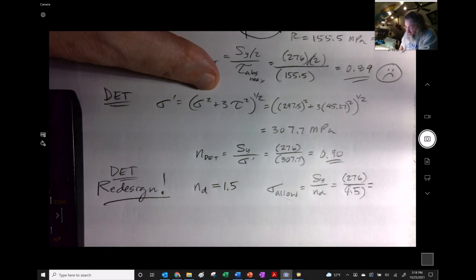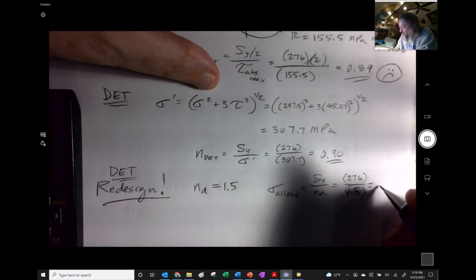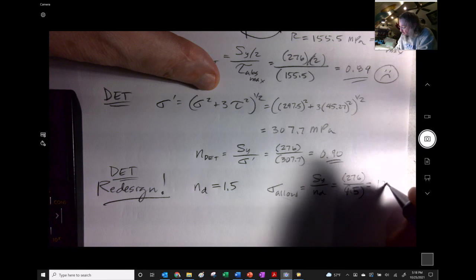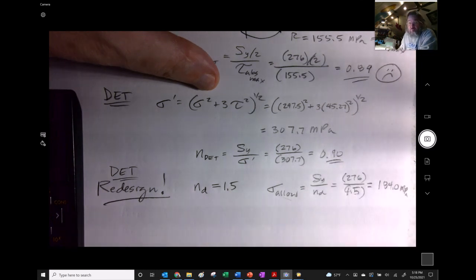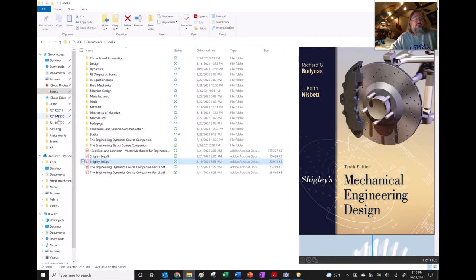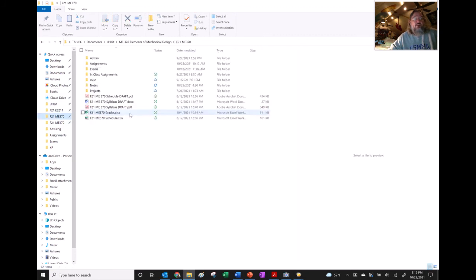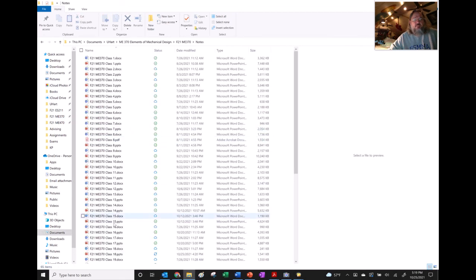276 divided by 1.5, and so we end up with 184.0 megapascals as our allowable. In a previous video, I demonstrated the derivation, but we don't need to do it again. We have it written down somewhere. Mine are in my notes and in class.